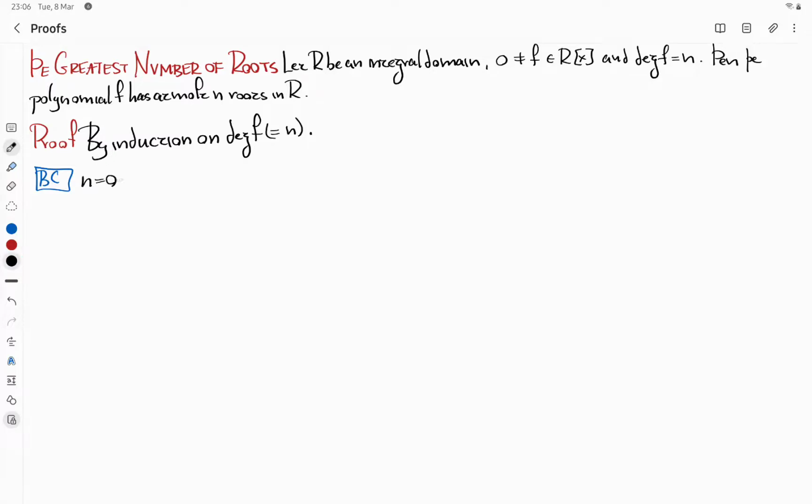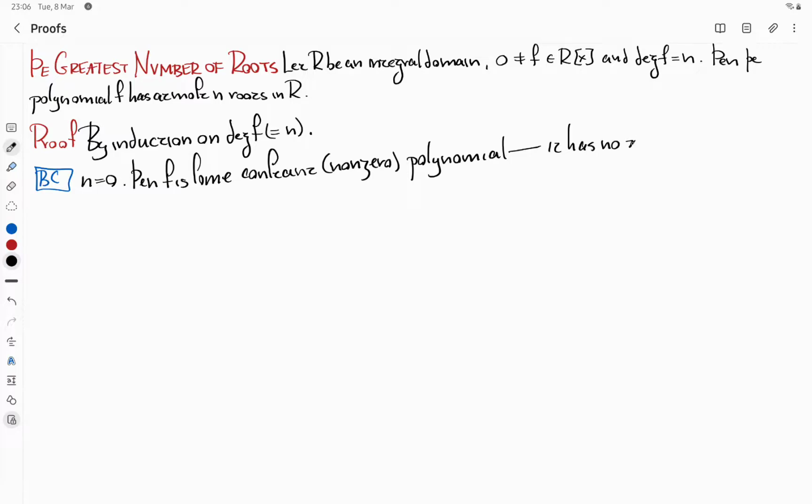Right, so n is equal to 0. Then f is some constant, non-zero by assumption, non-zero polynomial, and thus it has no roots. Right, a line parallel with the x-axis doesn't intersect it, unless we're considering projective geometry, but that's a completely different topic.